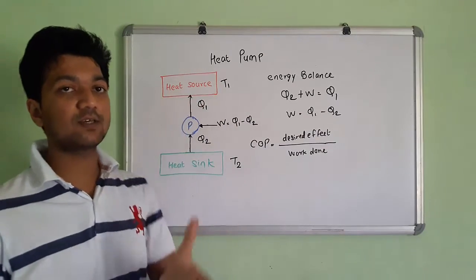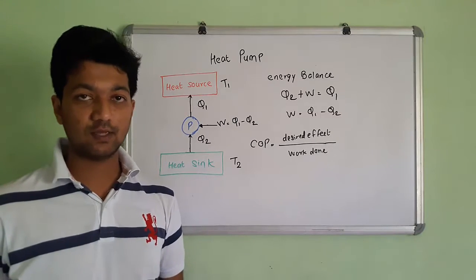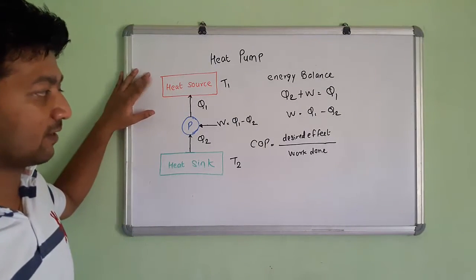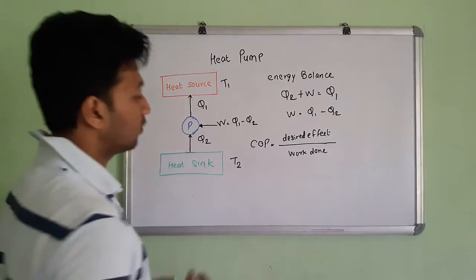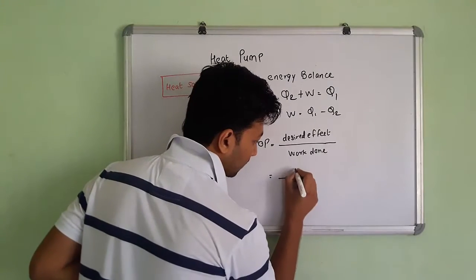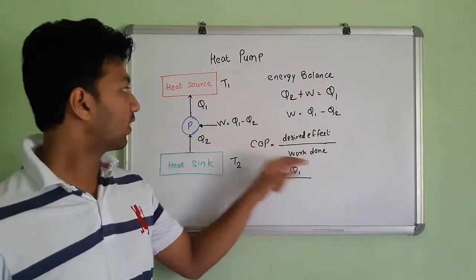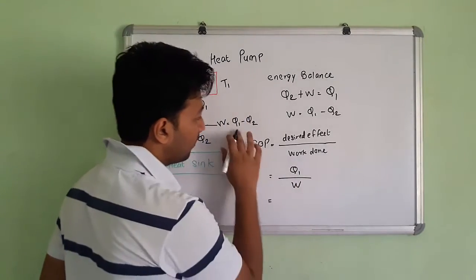We consider the heat pump as a heater that we use in the winter. So this is the heater. The desired effect will be Q1 or T1, that is temperature. So we take it as Q1, and the work done will be W, but we know that W will be Q1 minus Q2.